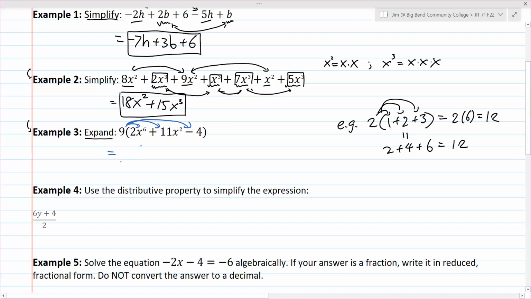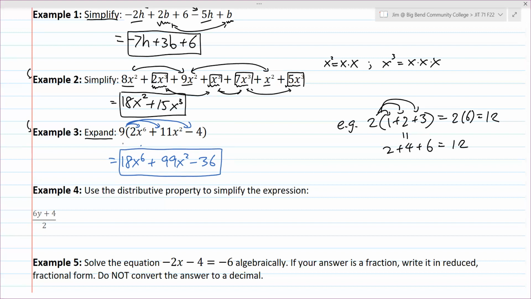Right, so we have 9 times 2x to the 6. That would be 18 times x to the 6. That's the first term. 9 times 11x squared, that's 99x squared. Lastly, 9 times 4 in front of the negative sign, that'll be 36. So this is the expanded term. We're not simplifying. We should if there are like terms at the end, but the point is to expand the expression in this way.